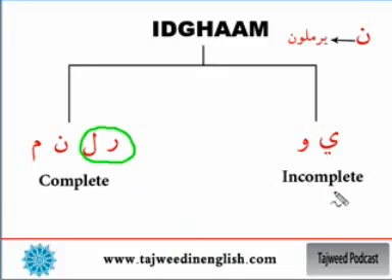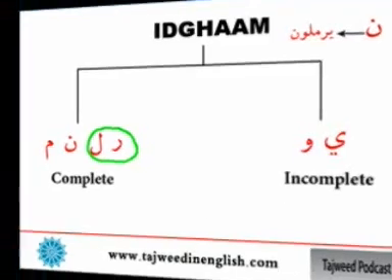For the ya and the waw, it's called incomplete because partially one part of the ghunna is there plus the ya. So you say man ya'mal, min wal. So a part of the ghunna is halfway between the noon sakina and is inserted into the ya or inserted into the waw.